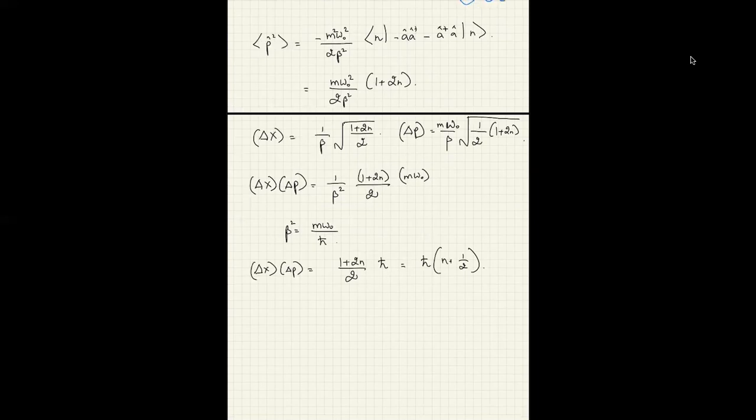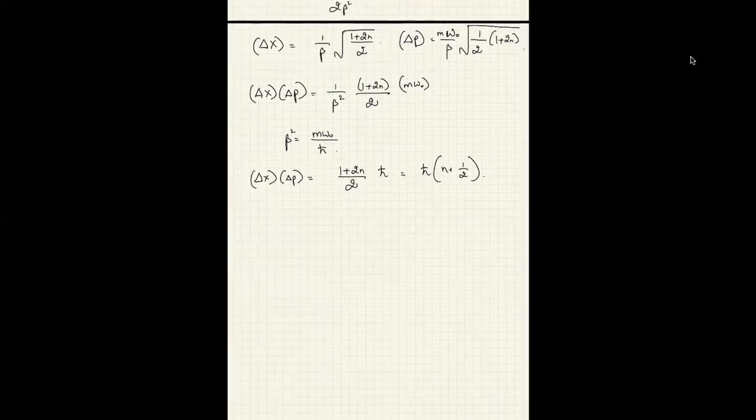If it is not clear, please unmute and ask, or just write in the chat. But clearly, the state for which this is the least is the state for which n equal to 0, which is the ground state. So the product of this uncertainty is least. Delta x times delta p is minimal for the state n equal to 0. And for this state, delta x times delta p is equal to h bar over 2.